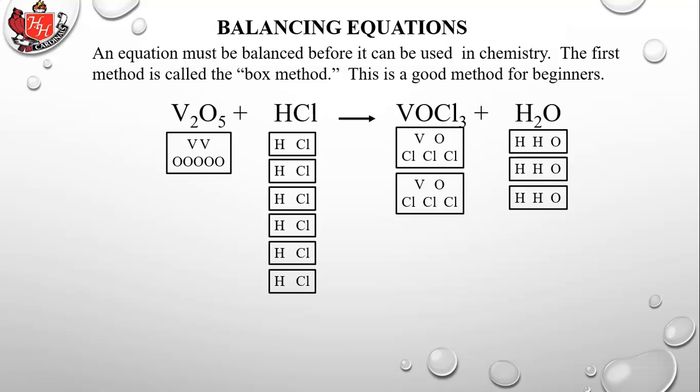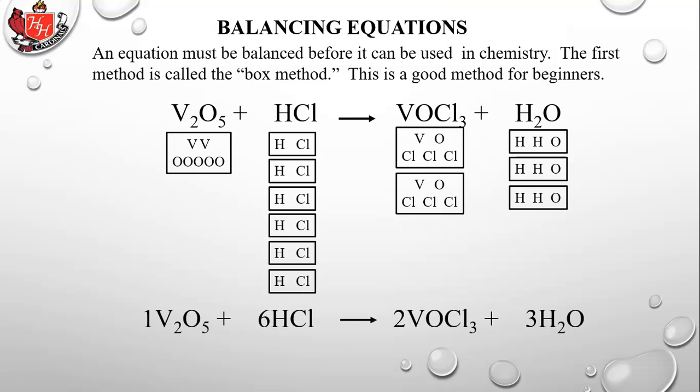The way you now write this is you write the number of boxes as coefficients in front of each compound. For V2O5, there's 1 box, so it's 1 V2O5. You don't have to write a coefficient of 1, but I strongly recommend you do it. Then you have the HCl, you have 6 of those boxes, so it's 6 HCl. And then over on the right, you have 2 boxes of VOCl3, and then you have 3 water molecules, 3 H2O. So that is a balanced equation.